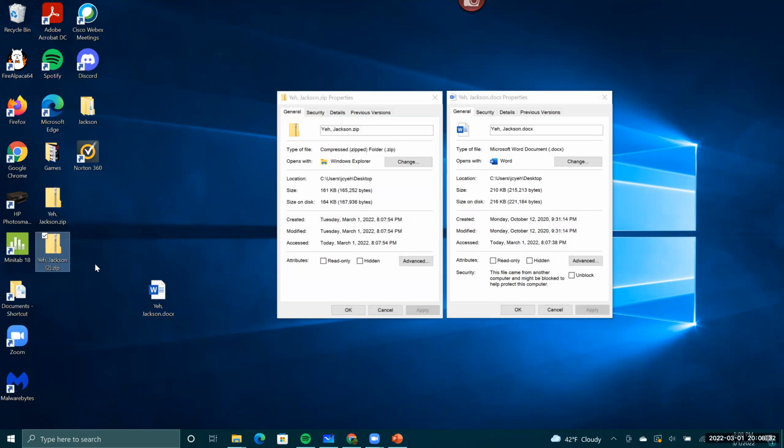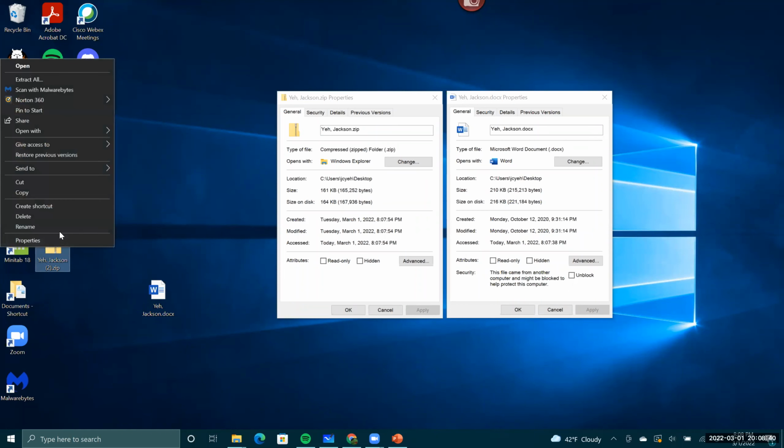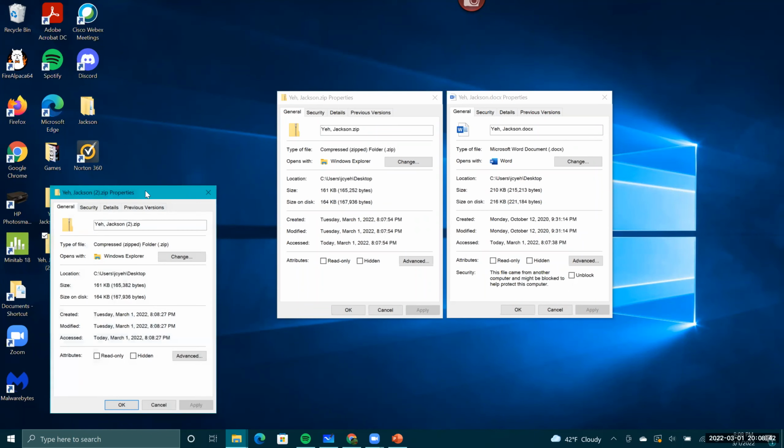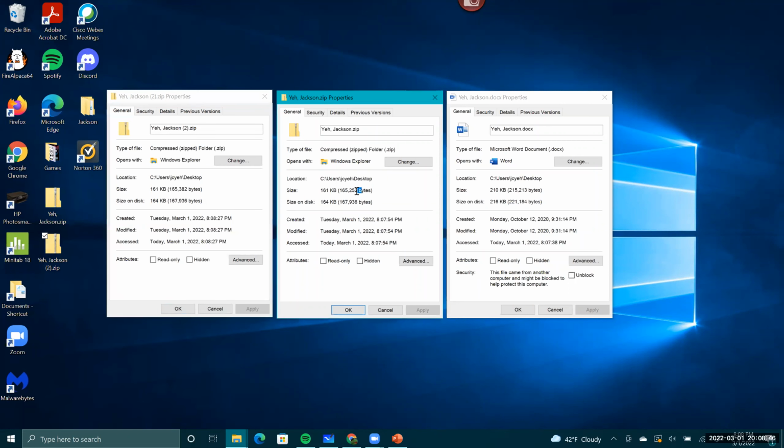Is it going to be the same? Or is it going to be larger? What do you think is going to happen? Same. You think it's going to be the same? All right, let's take a look. Compare this 165,252, and once I compress it again, it's 165,382. It actually got larger.